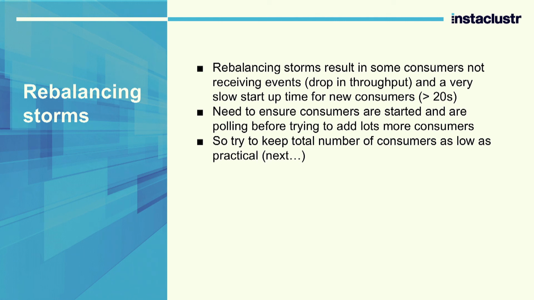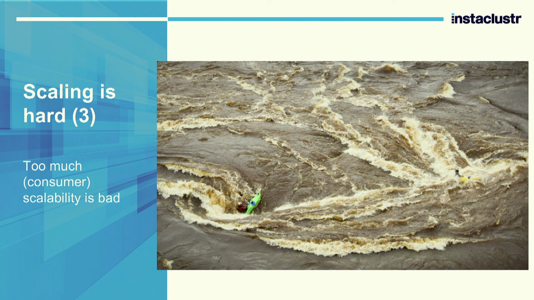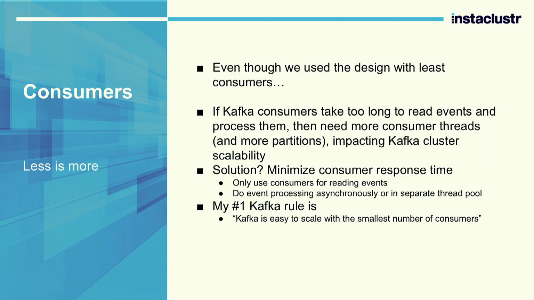It was also producing a very slow startup time for new consumers, up to, and in some cases more than, 20 seconds. So you need to ensure that your consumers are started and are polling the Kafka system before trying to add lots more consumers. I was essentially trying to create all my consumers at once, and that's not a great idea. You also want to keep the total number of consumers as low as practical, and this is the third point. If you've got too many consumers, scalability suffers, and you might get sucked into a whirlpool. So in general, for Kafka, less is more in terms of consumers.